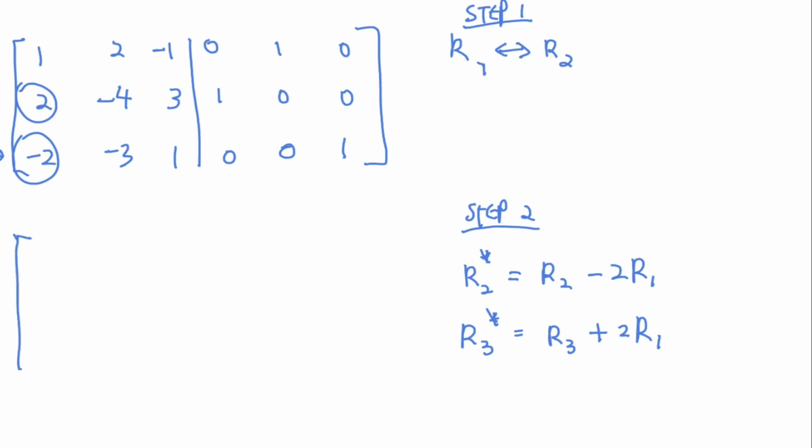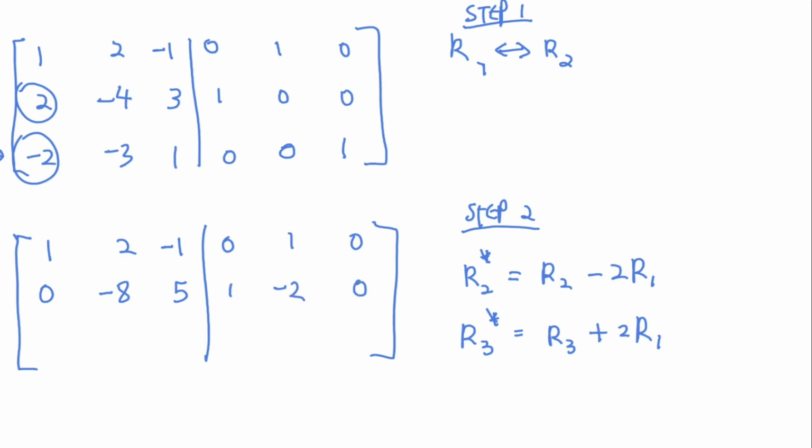So we proceed. 1, 2, negative 1, 0, 1, 0. Now it will be 0, negative 8, 5, 1, negative 2, 0, 0, 1, negative 1, 0, 2, 1.